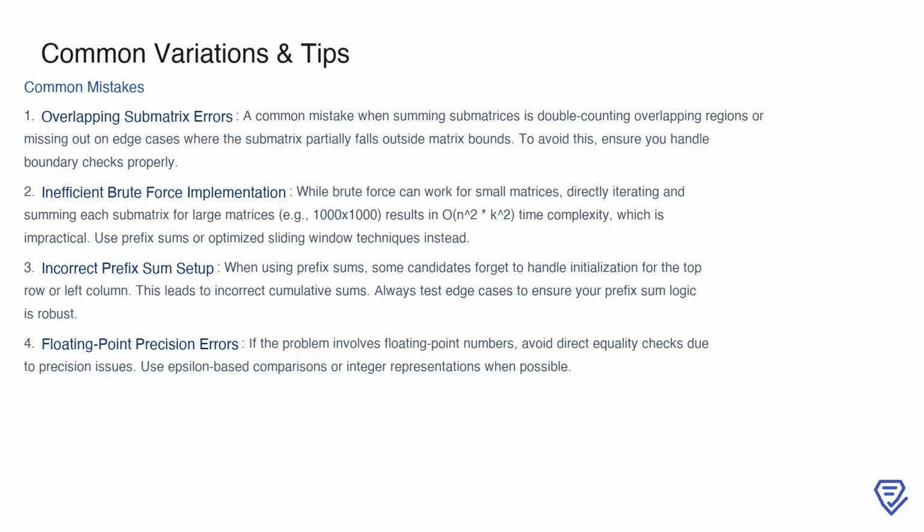Additionally, errors in setting up prefix sums can lead to incorrect results. For instance, failing to initialize the top row or left column properly could throw off the cumulative calculations. Testing thoroughly with edge cases ensures your prefix sum logic works as intended. Lastly, if the problem involves floating point numbers, remember that direct equality checks can cause precision errors. Using epsilon-based comparisons or integer representations can help you avoid these issues and produce accurate results.